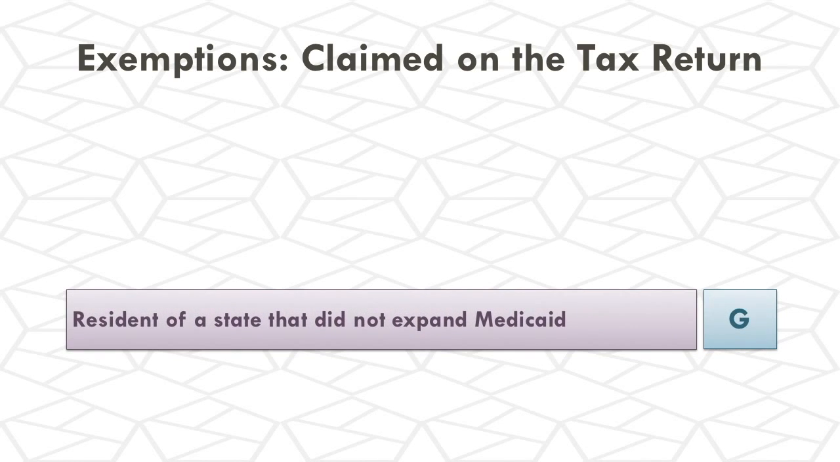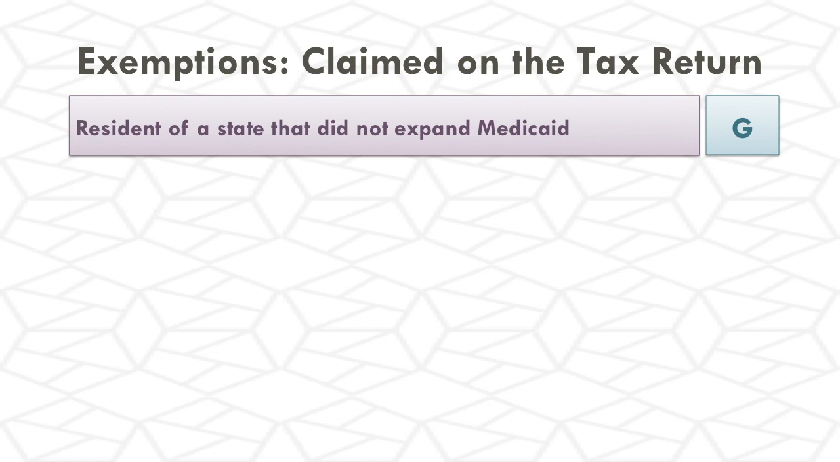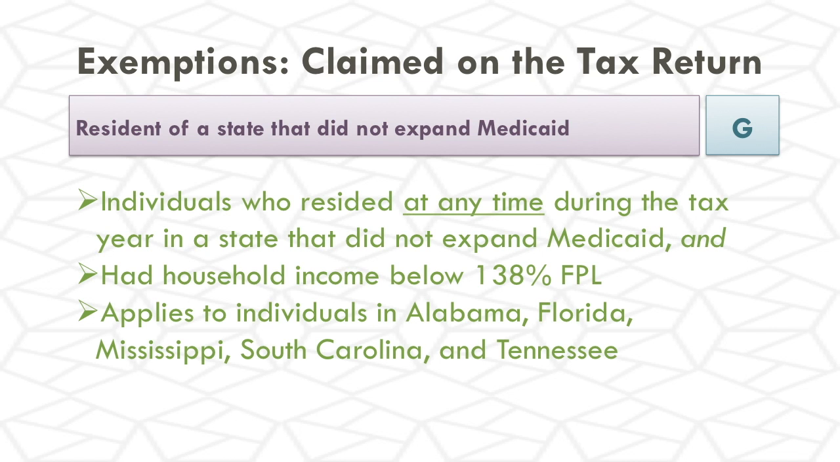First, we have resident of a state that did not expand Medicaid. That is referring to individuals who resided at any time during the tax year in a state that did not expand Medicaid and had household income below 138% of the federal poverty line. Many taxpayers will be eligible to claim this exemption because their state did not expand Medicaid, and this will be common at our tax sites.